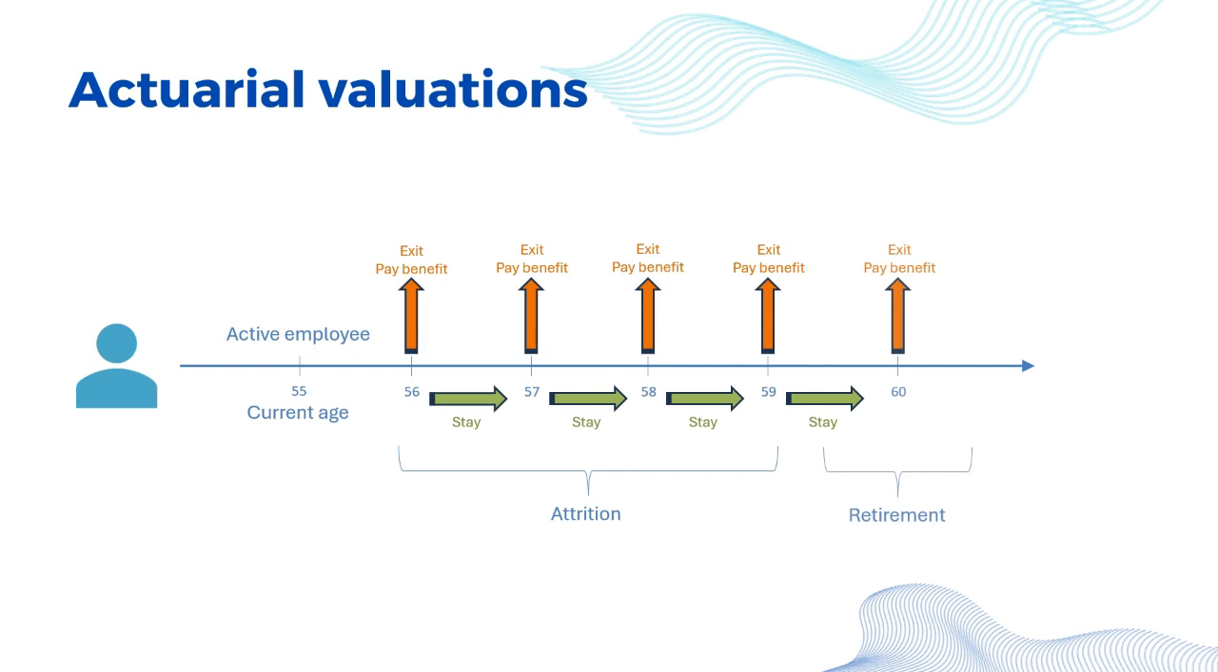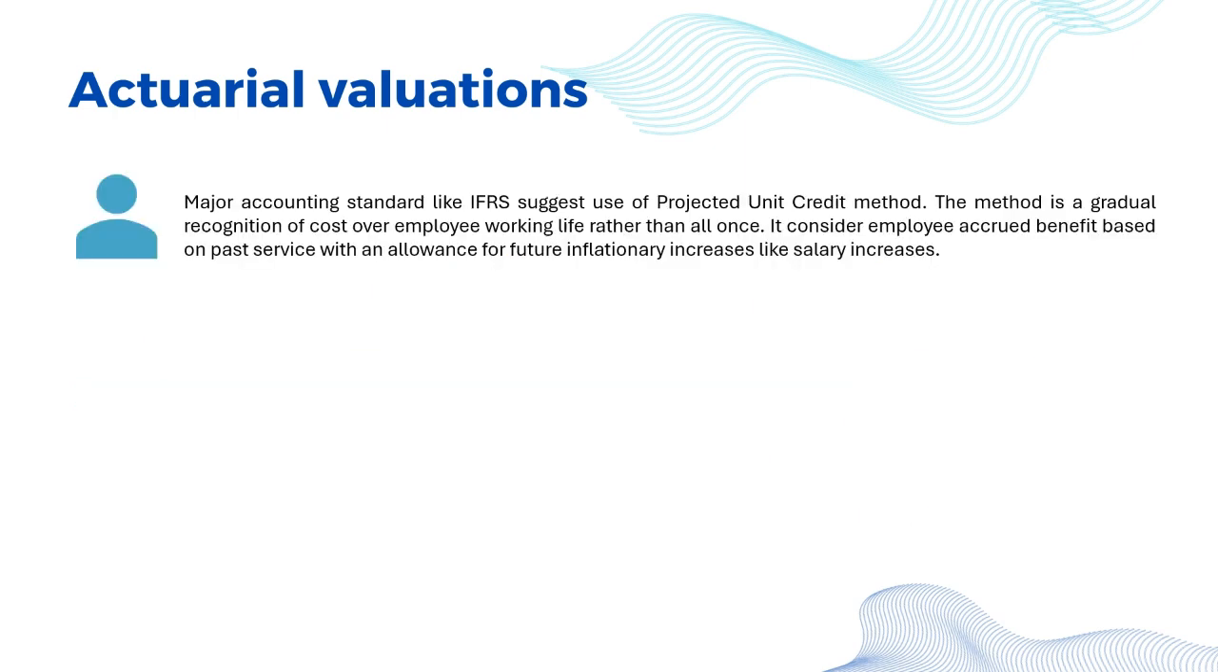At retirement age, the employee is assumed to retire, and any further stay with the organization is considered. The benefit is paid by the company, and the calculation is closed for that case. This exercise is repeated for each individual employee to determine the various financial figures required by the company as per accounting standard reporting.